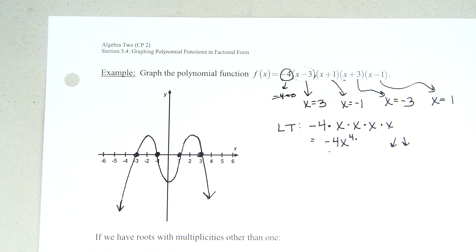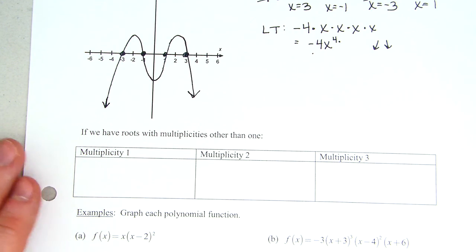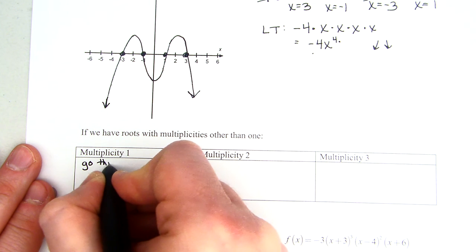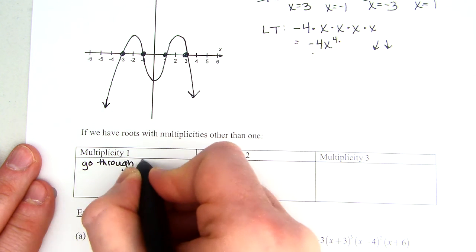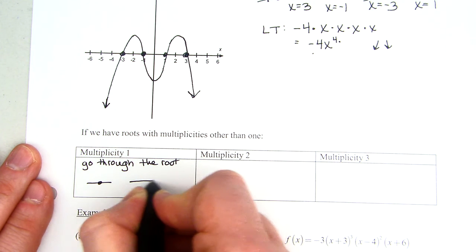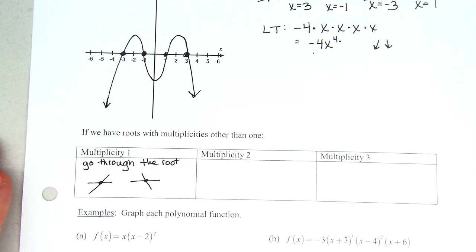Now, there's one last piece we need to add in here. If we have roots with multiplicities other than 1, first of all, if our multiplicity is 1, we're going to go straight through the root, like we've been doing. It's going to look like that, straight through. Kind of like a little line. If the degree is 1, multiplicity is 1, kind of like a little line. We just go straight through.